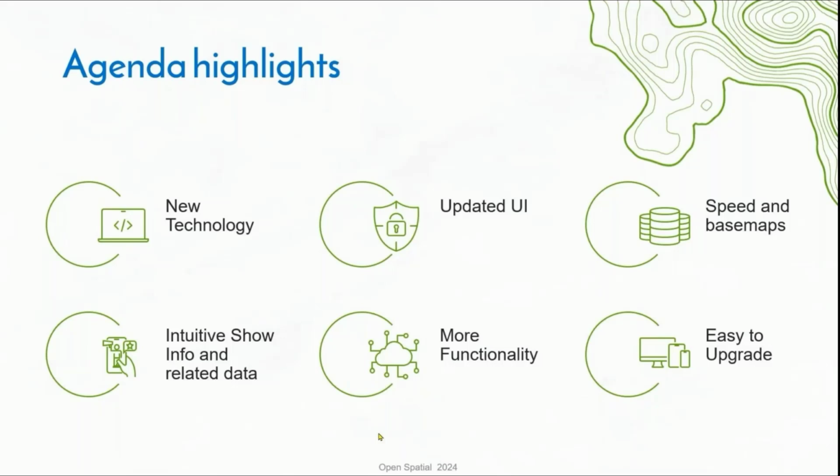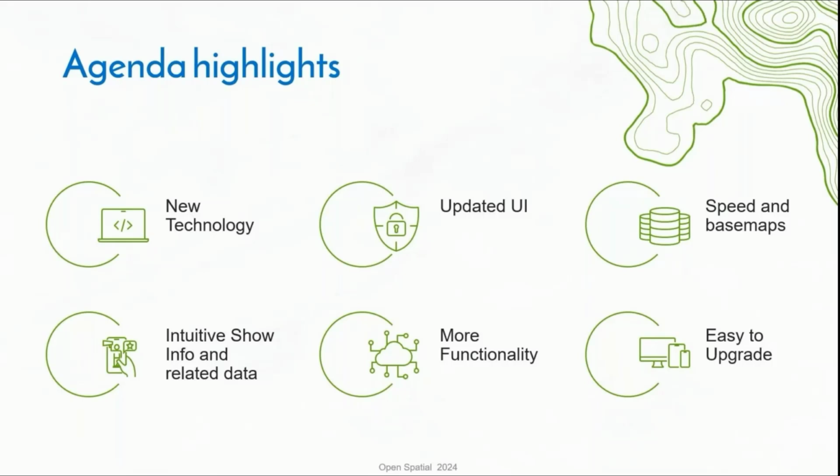So yeah, we'll be looking at the new technology and updated user interface. That's a fairly important thing. There's quite a few new, fresh look and feel changes. How do we get our users used to that type of environment? A big focus for us has been on the speed of the system and also supplying base maps, going to all the local government areas with the speed base maps. We've looked at the whole user interface, improving Show Info to be able to easily get to all the related data, added new functionality, and also making sure that the upgrade process is easy.